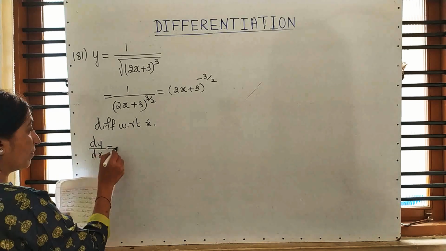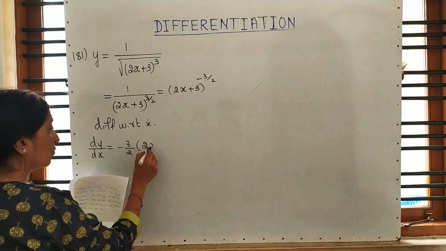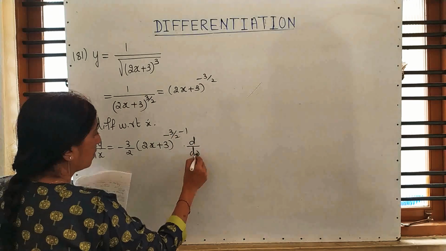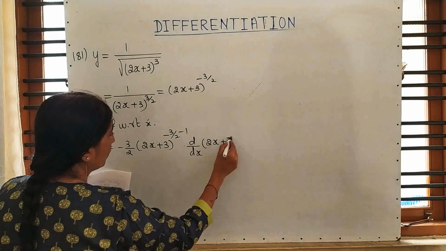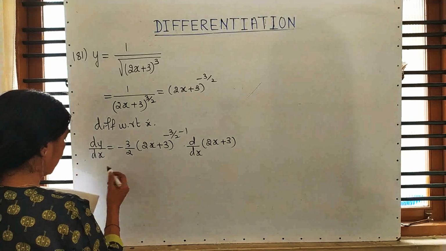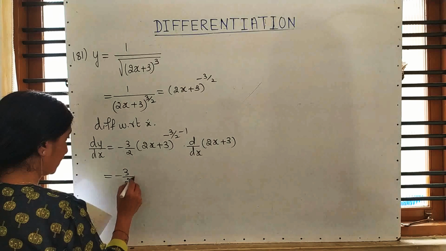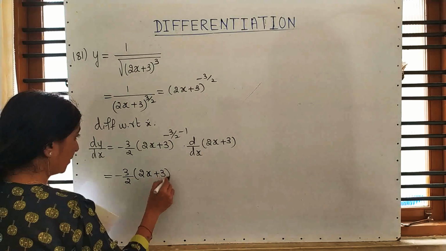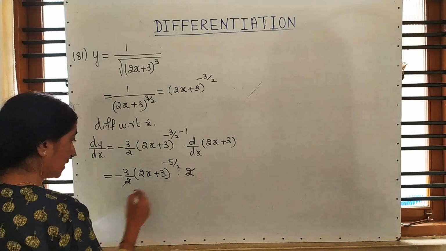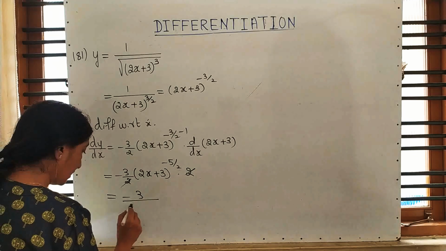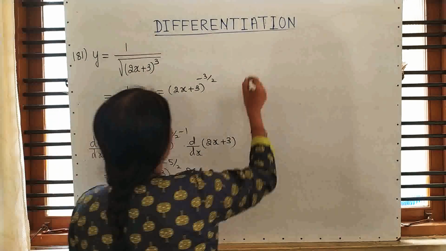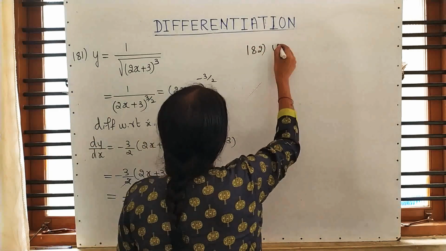The power is minus 3 by 2. 2x plus 3 raised to minus 3 by 2 minus 1 into differentiation of 2x plus 3. 2x plus 3 raised to minus 5 by 2 into differentiation of 2x plus 3. This gets cancelled. Minus 3, and this I am writing in the denominator because of the negative number. When you write it in the denominator, it becomes positive. Moving to the next question. 182.